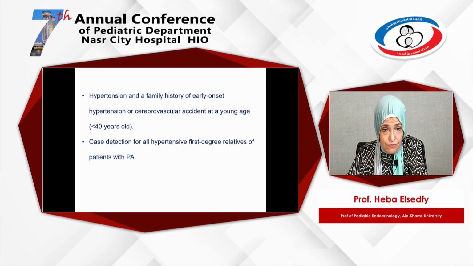on radiography, and if there is a family history of early onset hypertension or cerebrovascular accident at a young age below 40 years old, case detection for all hypertensive first degree relatives of patients with primary aldosteronism, because some types of primary aldosteronism are familial.